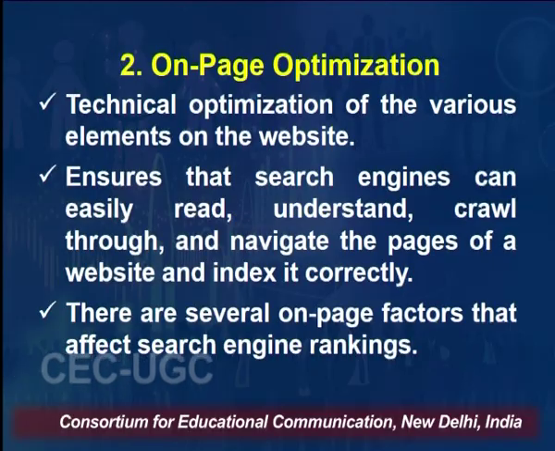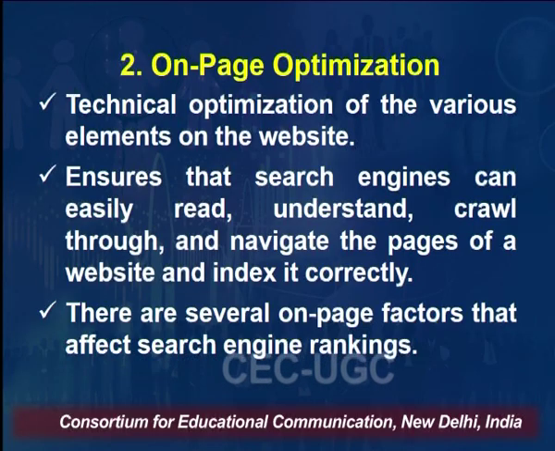Let us come to the second phase or second step of the search engine optimization phase, which is on-page optimization. Now, what is on-page optimization? That is optimizing certain aspects on the page. What kind of optimization techniques can one use so as to improve the results? We can say that it is a technical optimization. You are dealing with technical, mechanical aspects of the website or the elements of the website.